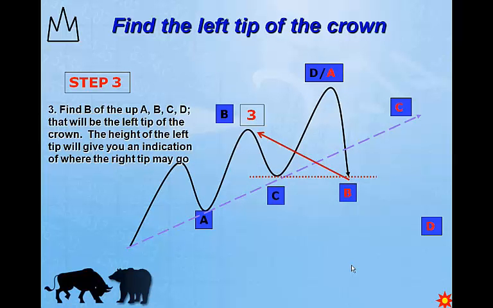Now, step number 3, we find the B of the ABCD that will be the left tip of the crown. The height of the left tip will give you indication of where the right tip may go. So once we hit the B, the third step is to find the left tip and draw a line across, because it might give us the indication that in this area is where it's going to be the right tip, and there's where the market's going to fall.